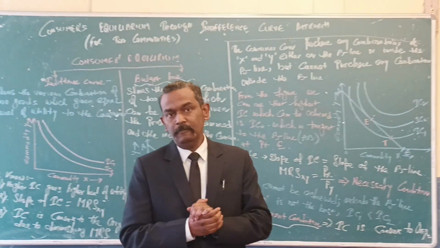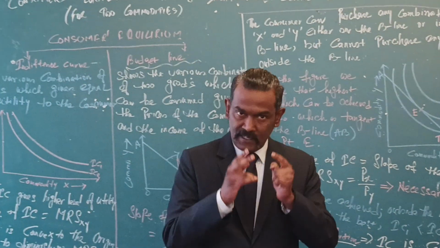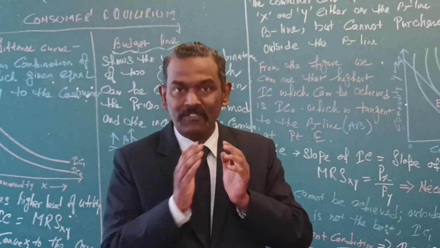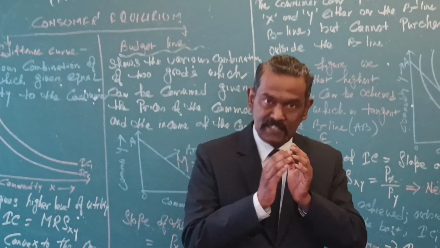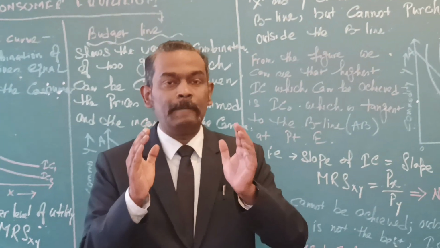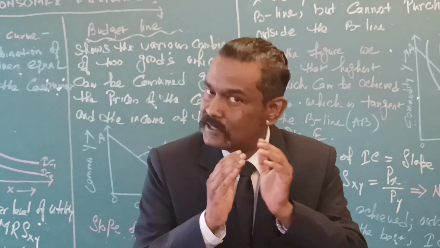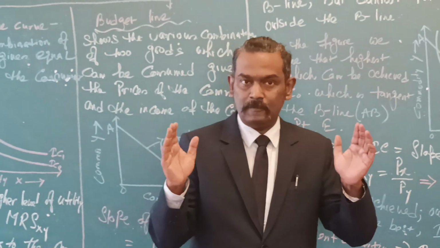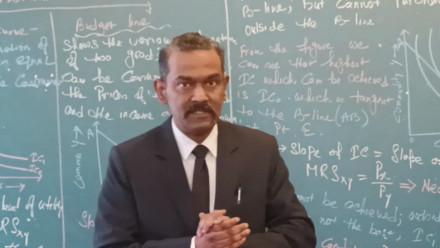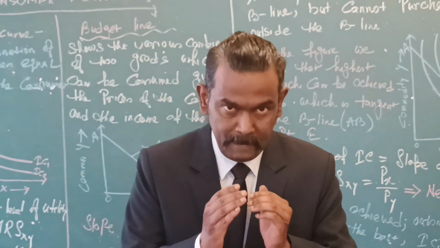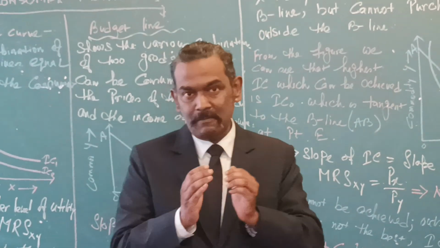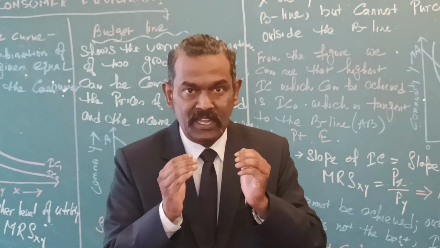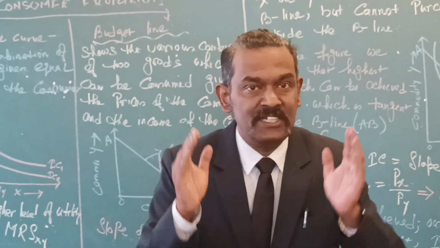Here we are assuming that the consumer is consuming only two goods, and that whatever the consumer is earning, he is spending all his income on purchasing these commodities. There is no savings and there is no taking of loans. So my dear boys and girls, consumer's equilibrium implies the maximum level of utility which the consumer will try to get given his budget line.